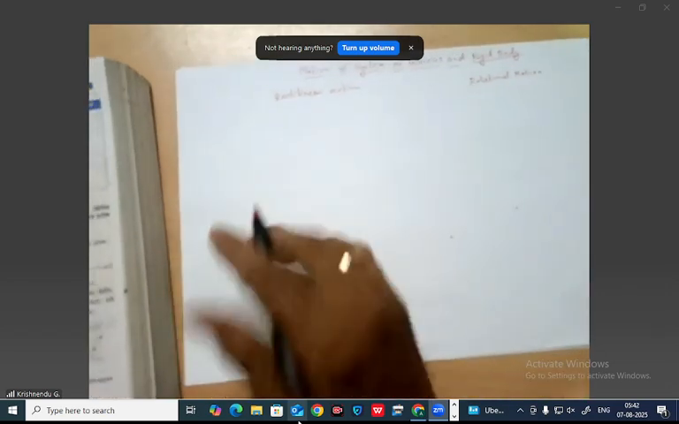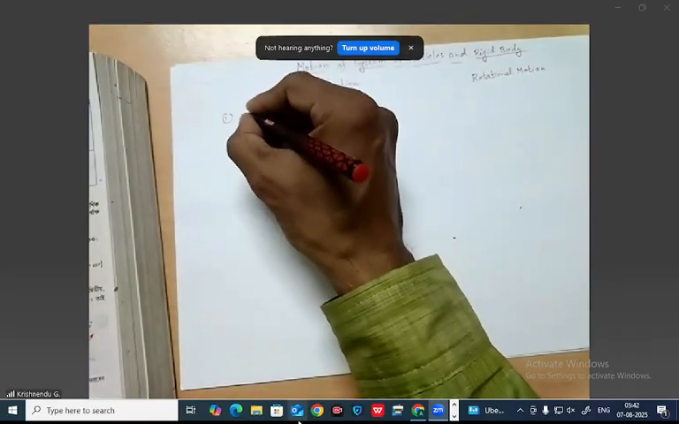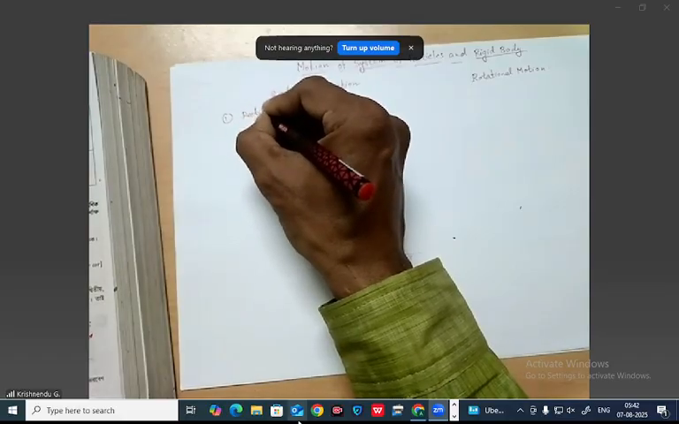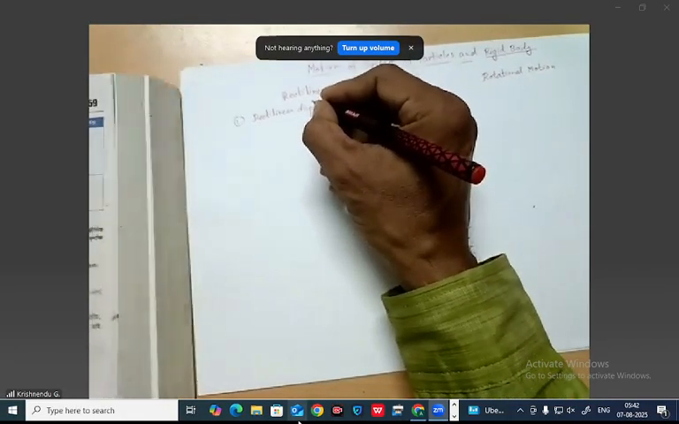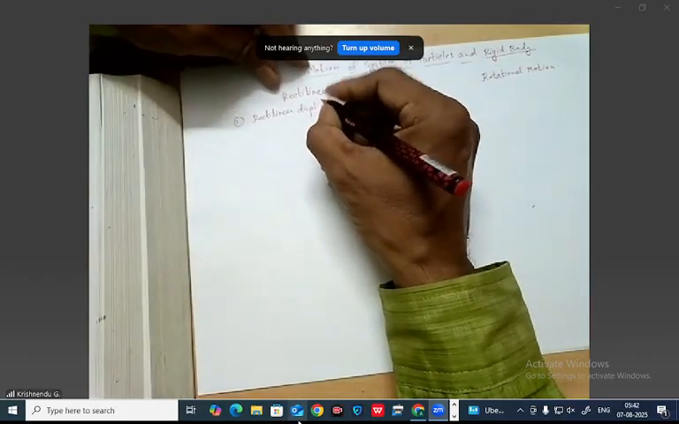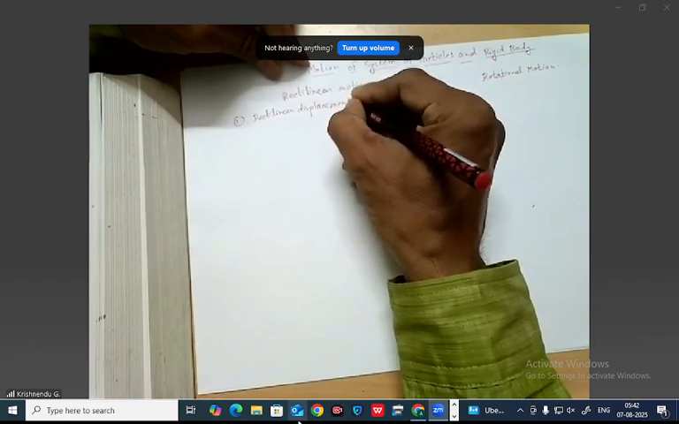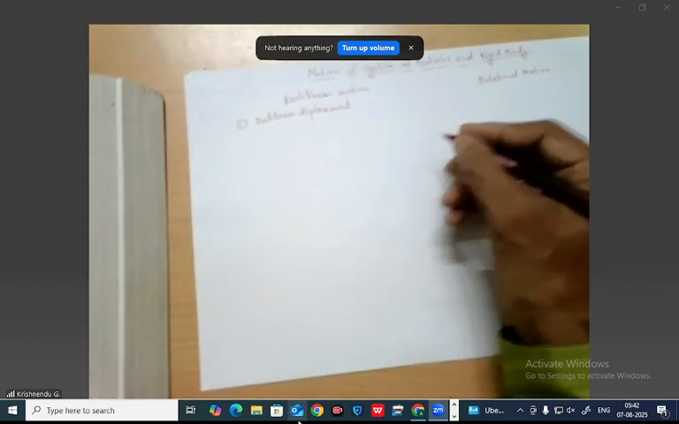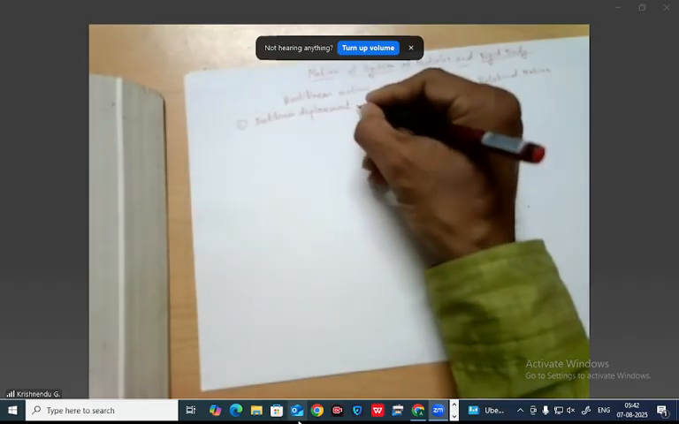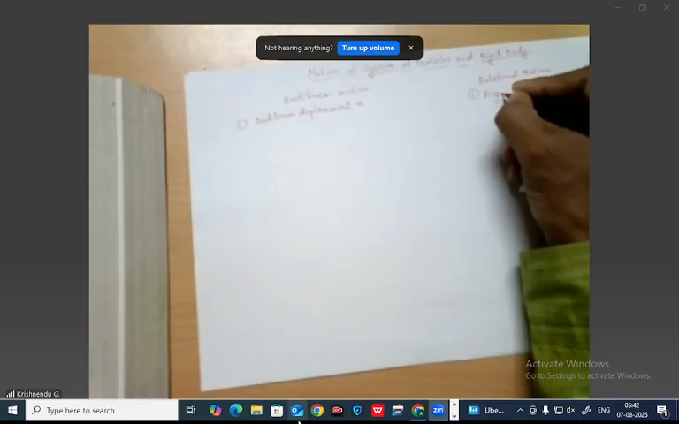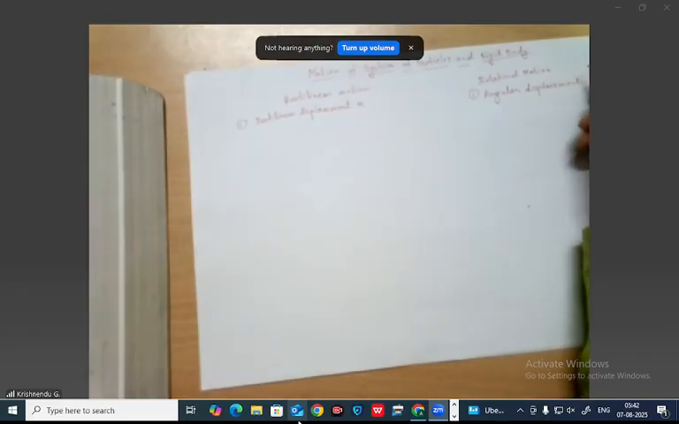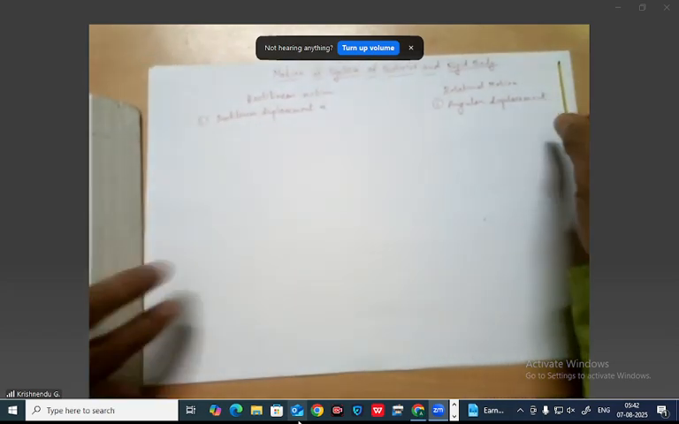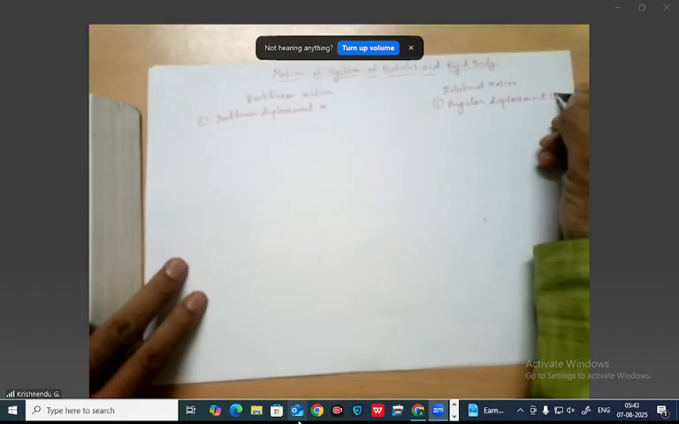First, in rectilinear motion, the first difference is rectilinear displacement, and in rotational motion, we will get angular displacement. Rectilinear displacement we represent by x, and angular displacement is represented by theta.